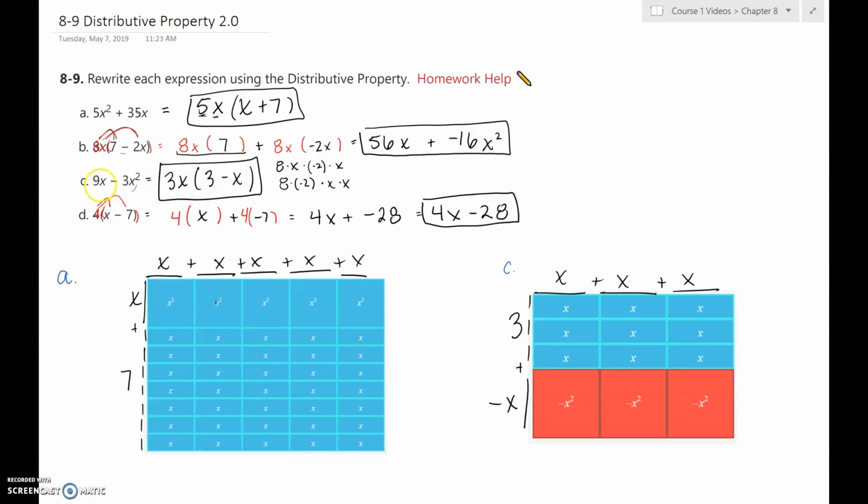So here are my answers. And again, if we can find out what both of these are divisible by, they're both divisible by 3. So that's a common factor. And they both have a factor of x, that they both can be divided by x as well. And if I multiply back, 3x times 3 is 9x, and 3x times a negative x is negative 3x squared.